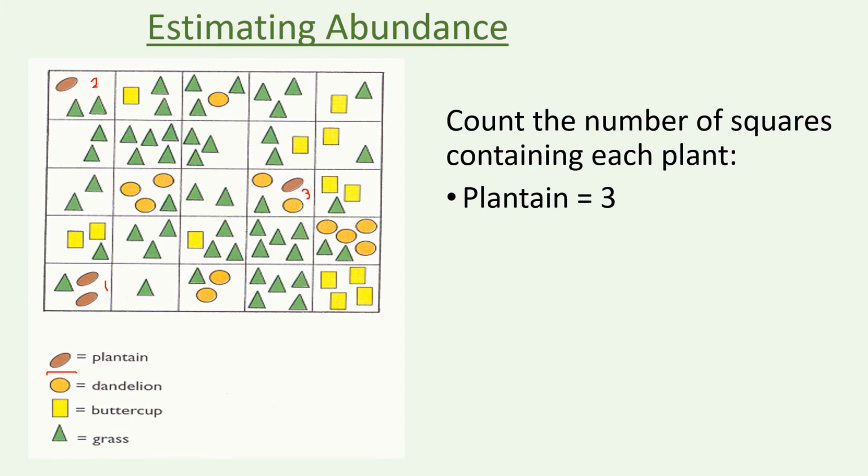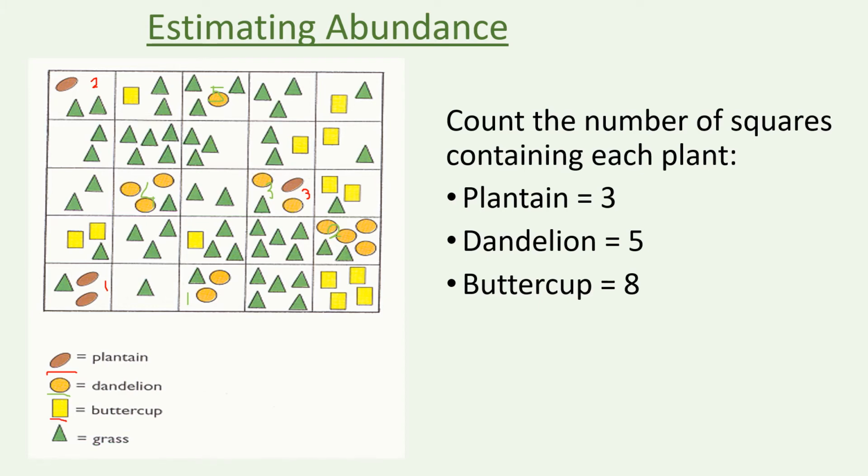The next one would be that dandelions is 5. So we look at dandelions, which is this orange circle. So we've got 1, 2, 3, 4, and 5. And then we've got our buttercup. So there would be 8 buttercups. So buttercup's the yellow square. So 1, 2, 3, 4, 5, 6, 7, and 8.